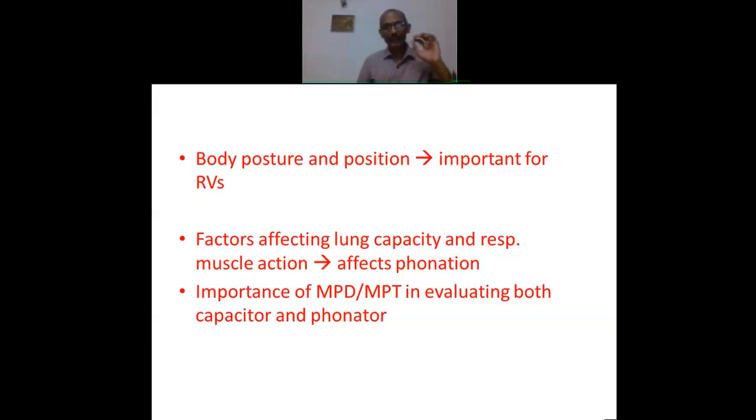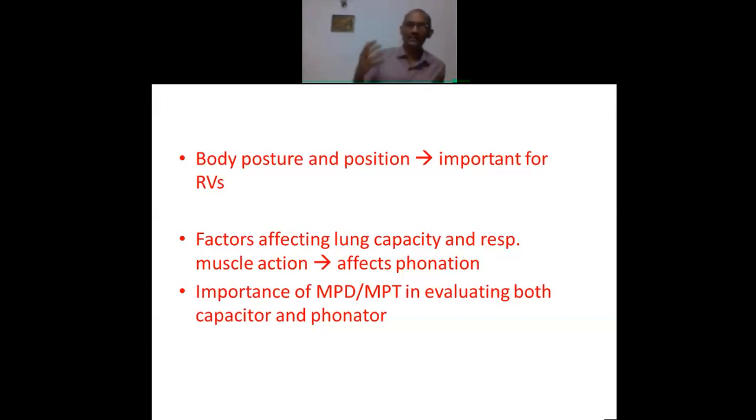Another thing is that factors affecting lung capacity and respiratory muscle action would affect the phonation. Now, if you remember, when you have a person with a voice disorder, one of the first things that we evaluate is the maximum phonation duration or time, the MPD or MPT. This parameter evaluates both the capacity, that is the lungs, and the phonator, which is the voice box. So it checks both the machine and the fuel, to a certain extent. The point to remember is, if MPD is reduced, you don't just think of a problem in the phonator. You also remember the problem could be with the capacitors. So somebody has a voice problem, MPD is less, and you examine the larynx and it appears to be normal, then you would start thinking in terms of something wrong with the lungs. That's the importance of the applied physiology of MPD in terms of the role that the lungs play.